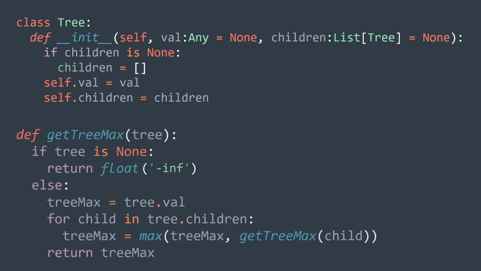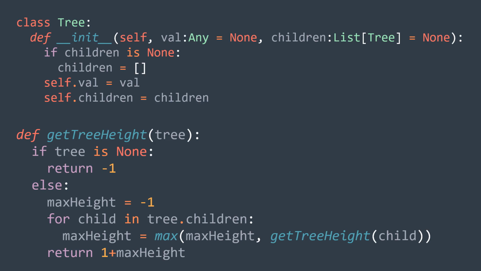You want to get the maximum value, search for the maximum in each subtree while keeping track of the greatest one. You want to get the height of the tree, get the maximum height among children, and add 1 to count the actual level. Note that once again, you're not obliged to use recursion to manipulate a tree.